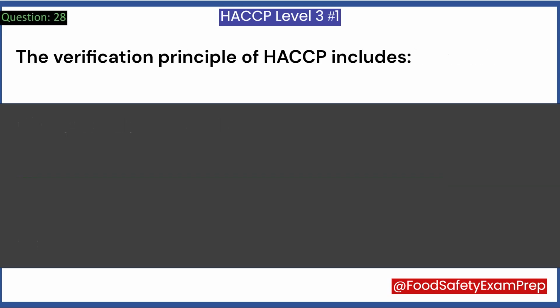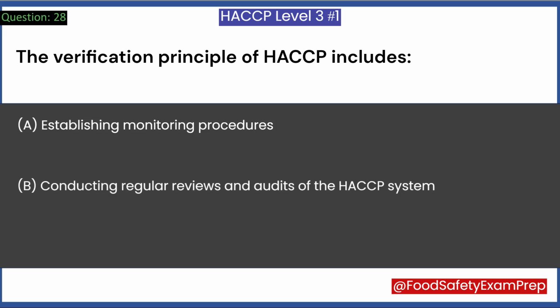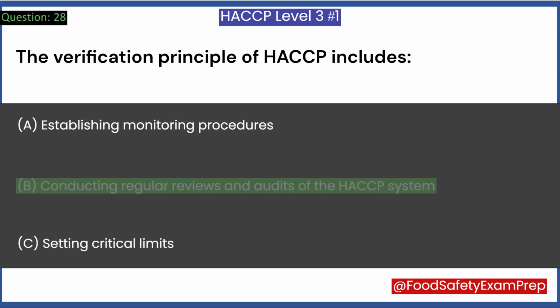The verification principle of HACCP includes A. Establishing monitoring procedures. B. Conducting regular reviews and audits of the HACCP system. C. Setting critical limits. Answer: B. Conducting regular reviews and audits of the HACCP system.